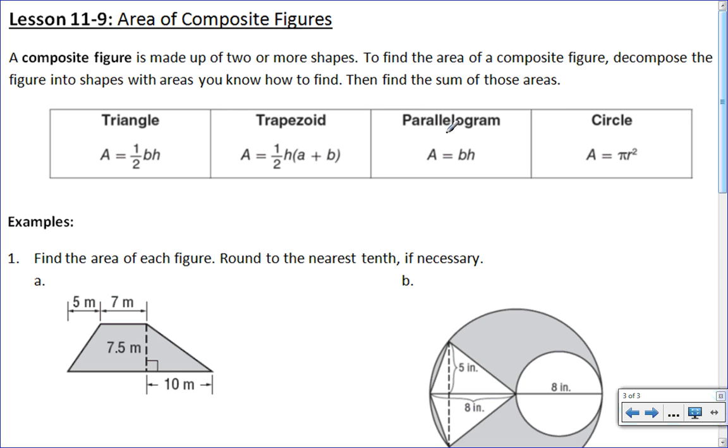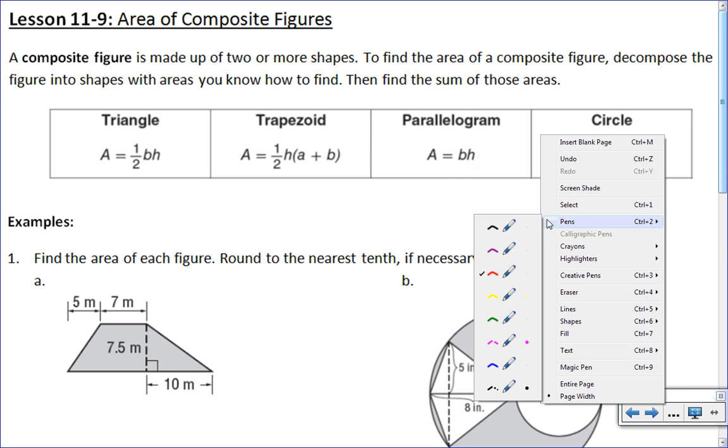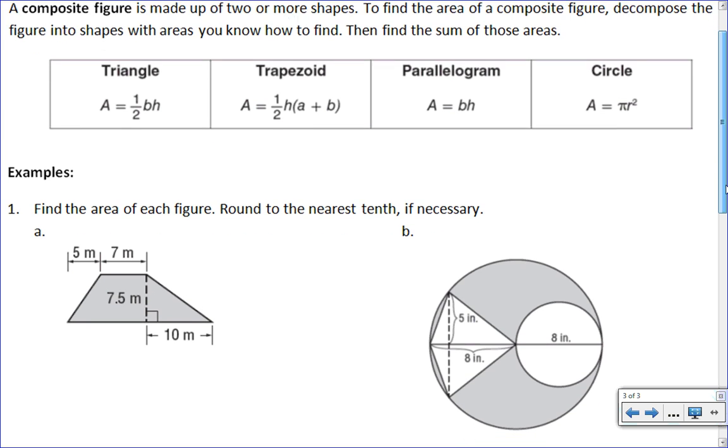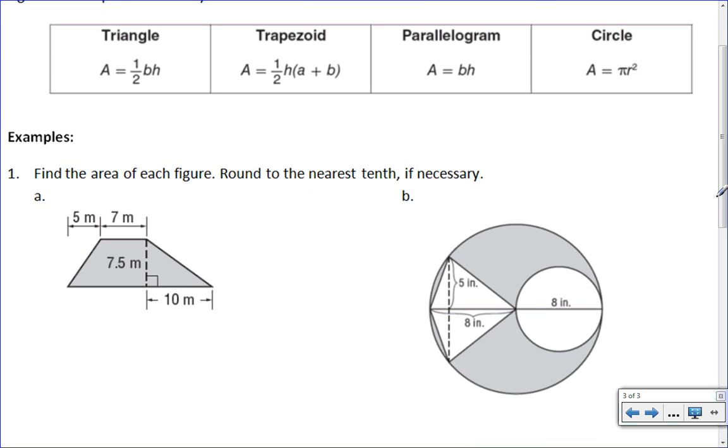So these are some of the formulas that we've seen so far. We know how to find areas of each of those figures. So if we see something that looks funny, that doesn't look like a normal shape, we'll break it down into a combination of those shapes. So let's look at the first one. Find the area of each figure, round to the nearest tenth if necessary.